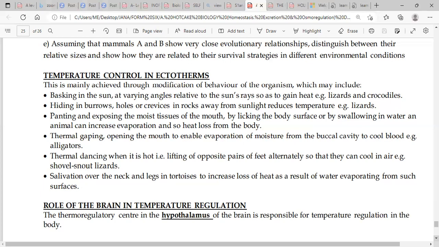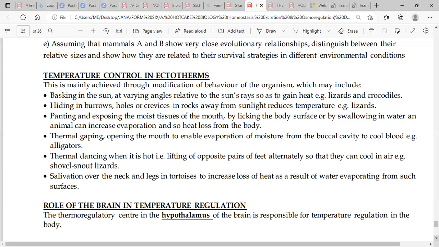Some of them hide in burrows, that is when they are carrying out hibernation, or in holes or crevices in rocks away from sunlight, which reduces the temperature, e.g. the lizards. Some of them carry out panting and expose the moist tissues of the mouth by licking the body surface or by swallowing water. An animal can thus increase evaporation and so heat loss from the body.